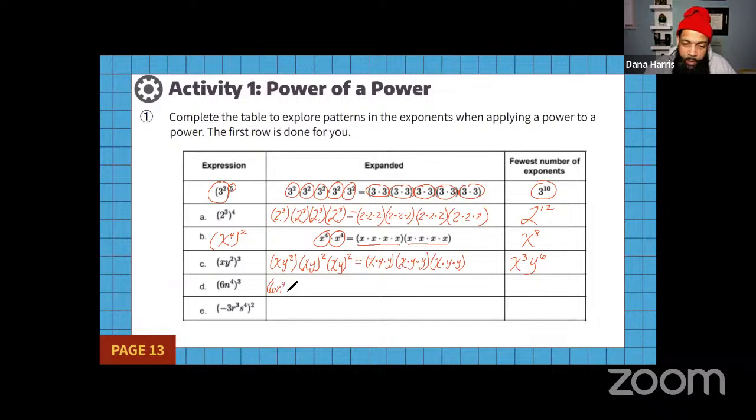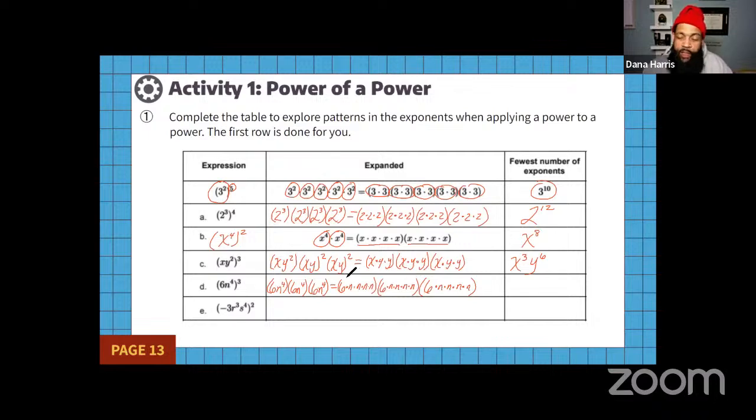6n to the 4th power. All right. And we're going to do that 3 times. Okay. Now we're going to expand each of those parentheses. So 6 times n, 4 n's. Okay, so 6 times n, n, n, n, and then 6 times n, n, n, and n. Hopefully I didn't forget an n.